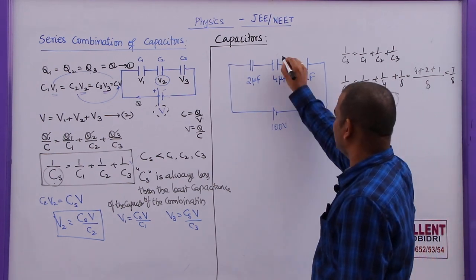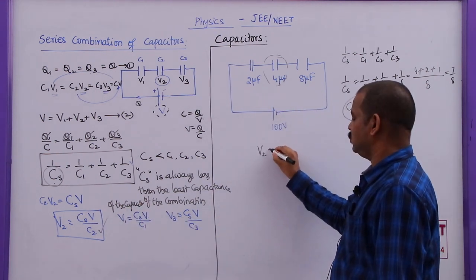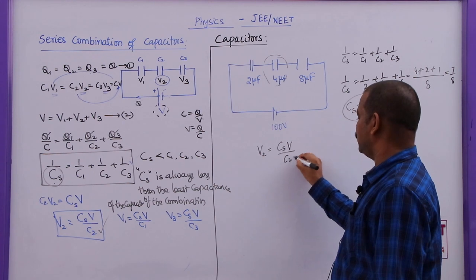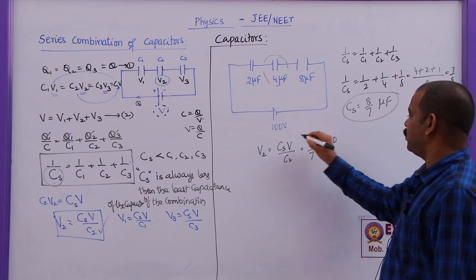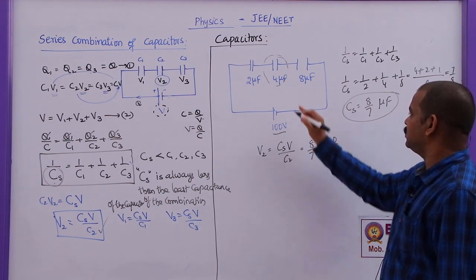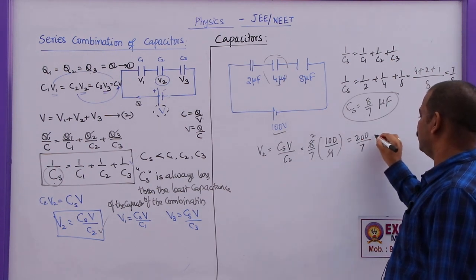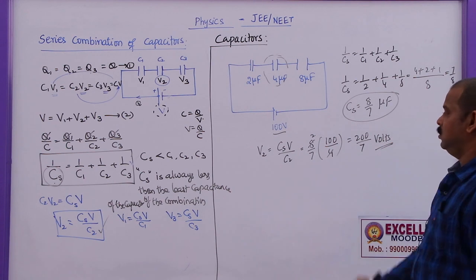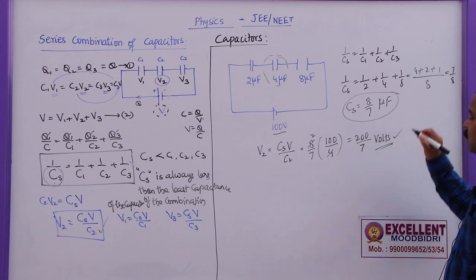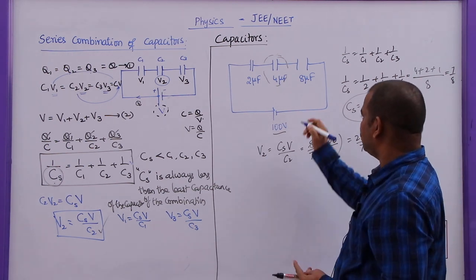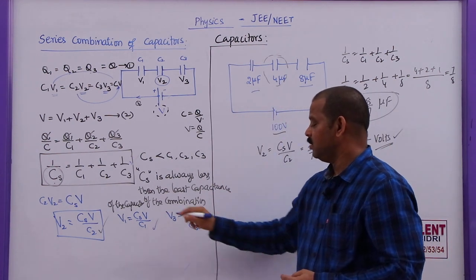Now, I want to find the potential drop across the second capacitor, and the expression for this is V2 is equal to CS into V by C2. What is CS here? This is 8 by 7. The actual potential applied is 100 volts, divided by the capacitance of the second capacitor, which is 4. So, this is 4 2s. So, this is 200 by 7 volts. The actual potential applied is 100 volts and this will be 200 by 7 volts. Now, if they ask you to find V3, you can find it by using this formula, and V1 you can find by using this formula.